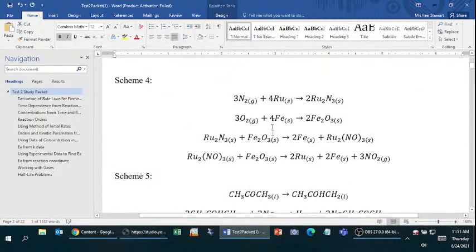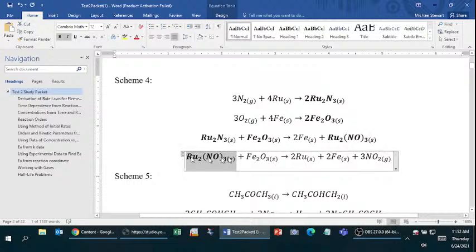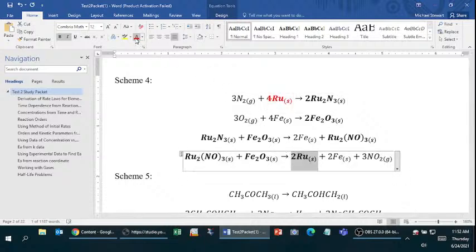And same thing's true down here. So if we look at the R2N3, that's an intermediate because it's first a product, then a reactant. Fe2O3, first a product, then a reactant. The RU2NO3, product, then reactant. Fe2O3 is a reactant again. So the N2 only ever appears on the left side, so it's a reactant. The NO2 forms on the product side only, so it's a product. But if we look at the ruthenium, first it starts out on the left side, and then it finishes on the right side. So that would make it a catalyst.